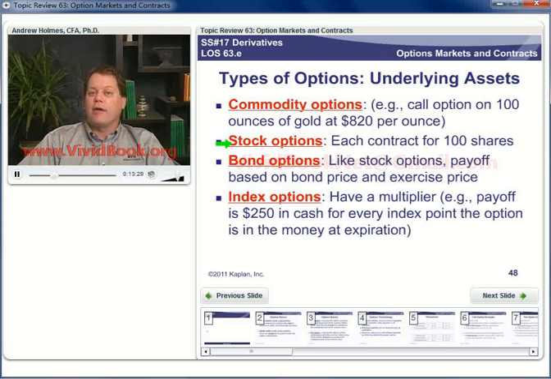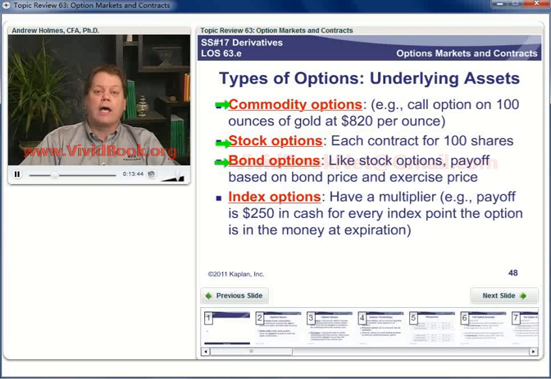But we can have other types of options too. So we could have a commodity option, the right but not the obligation to buy gold. We can have an option on a fixed income security, so this works just like a stock option. It's the right but not the obligation to buy a bond at a fixed exercise price.